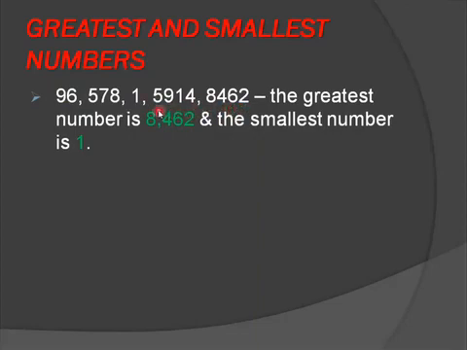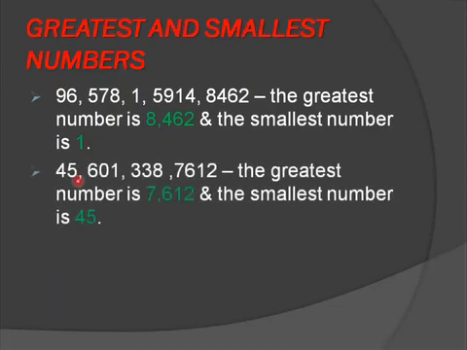Now you have to compare the left side numbers, that is the first digit. Here 5 is there and here 8 is there. Obviously we know 8 is a greater number, so we write this as the greatest number. So the greatest number is 8462. In the same way, for the smallest number, among all these numbers only one number has 1 digit. So this is the smallest number. 1 is the smallest number.